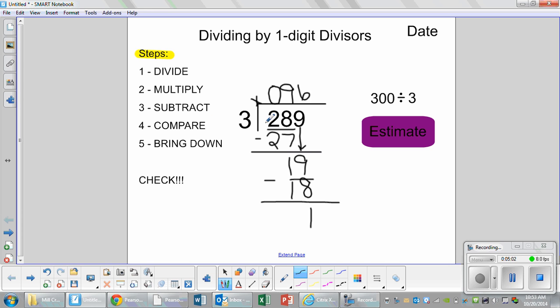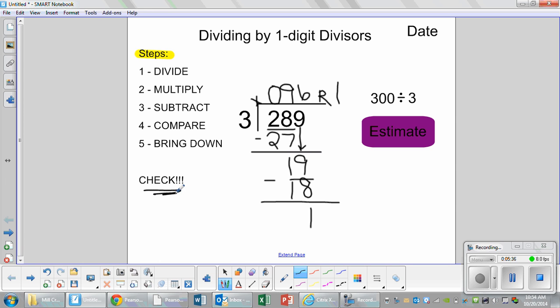Is 1 less than 3? My answer is yes, so that tells me I can go on. Now I get to the bring down step, and there's nothing left for me to bring down. So that tells me my problem is actually complete, but I have a remainder. To record this remainder, I'm going to put an R up here. R for remainder makes sense. And I'm going to write 1. So now my quotient is 96 remainder 1.